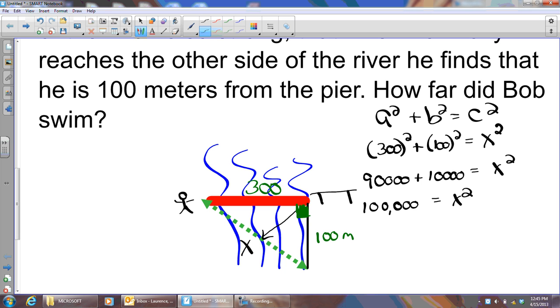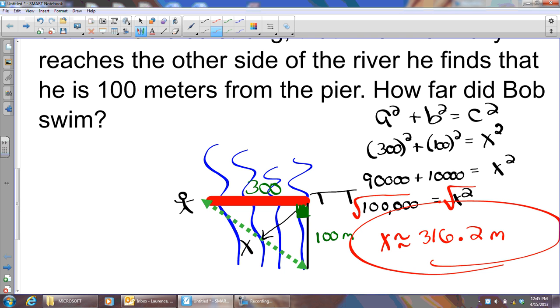And then I'm going to take the square root of both sides. Remember, it'll have two answers, but the negative one I'll throw away. Okay, so I'm going to take the square root of 100,000, and I'm going to get approximately 316, rounding to the nearest tenth, and 2/10 meters. So he actually had to swim an extra 16 meters because of the current.